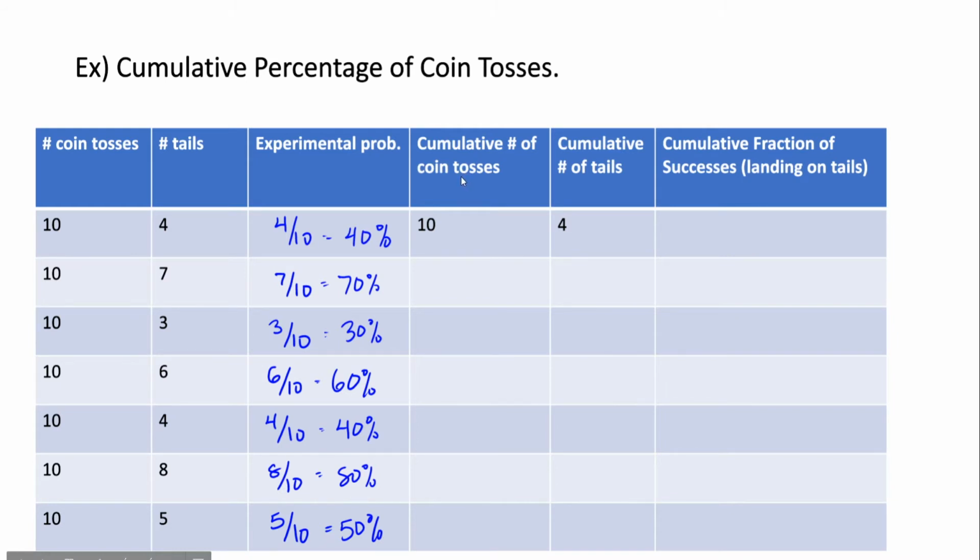Next, we'll look at the cumulative number of coin tosses and the cumulative number of tails. So what we mean by cumulative is we're adding everything from the past together.